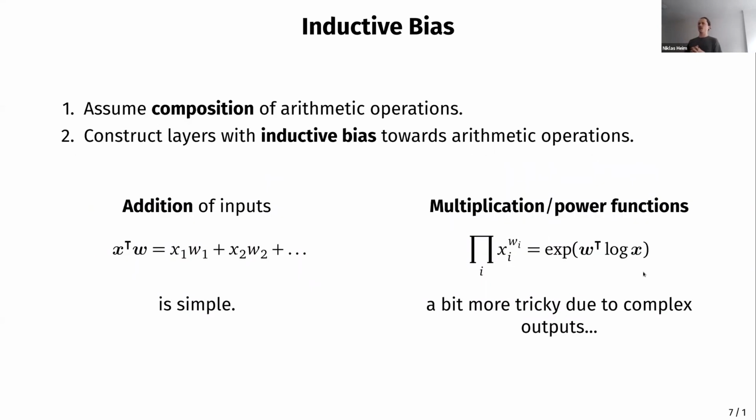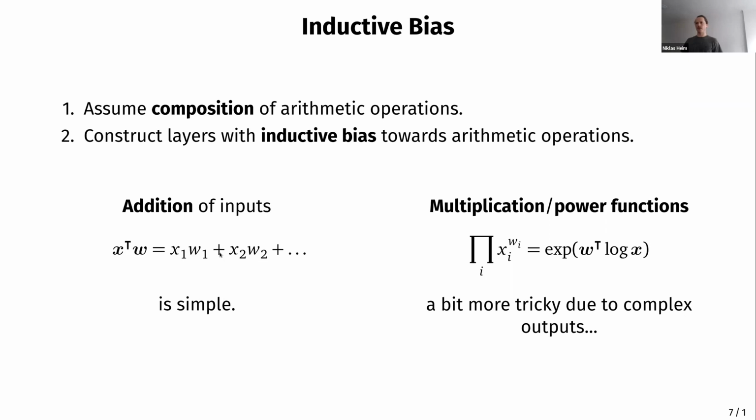Okay, and how do we do it? The first thing we do is look at a subset of tasks, where we can assume that the underlying function is a composition of arithmetic operations. Then we can build new neural network layers that have some kind of bias towards these arithmetic operations. For addition, it would be super simple, right? It's just a scalar product of an input vector x and a weight vector w.